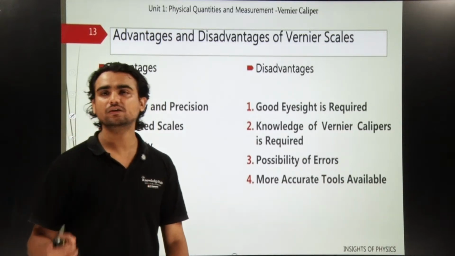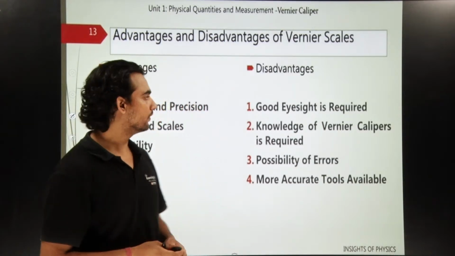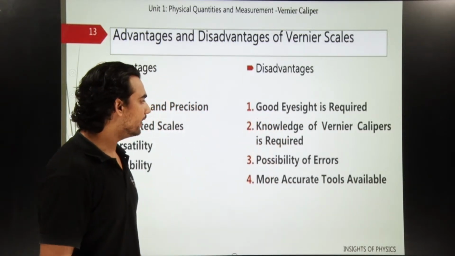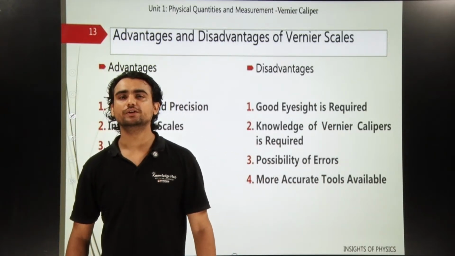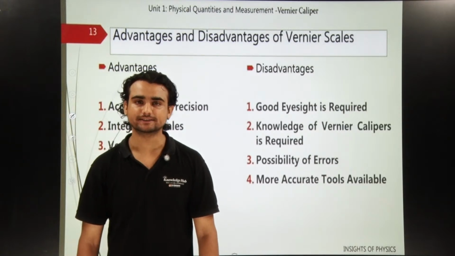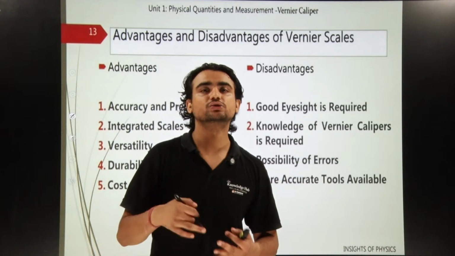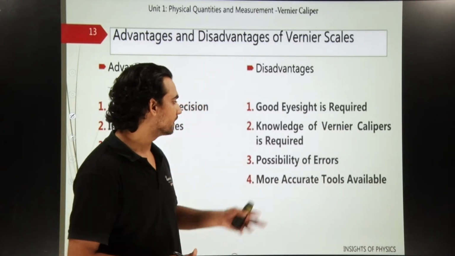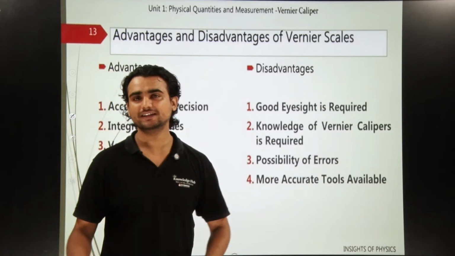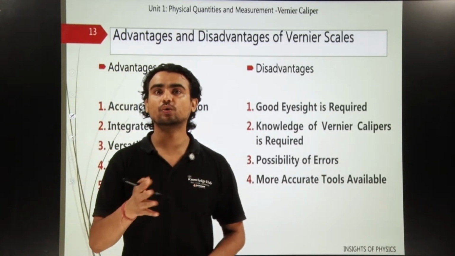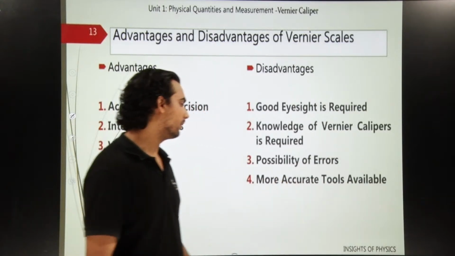The disadvantage is that I need very good eyesight, because I want to find which division is coinciding with which division. Yes, so very good eyesight is required, and knowledge of the Vernier caliper is required, because if I don't know how to use the Vernier caliper, I'll not be able to get the readings, right? A normal scale everyone can use. You are not taught in school how to use a scale, but the Vernier caliper requires knowledge. There is also the possibility of errors, because if I'm not able to correctly identify which line is coinciding, then there will be some error.